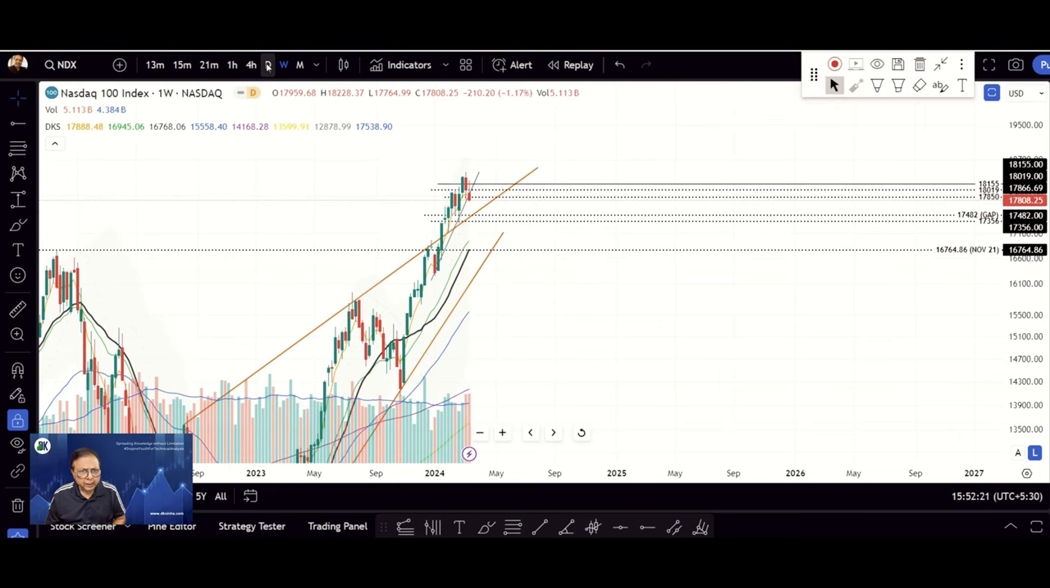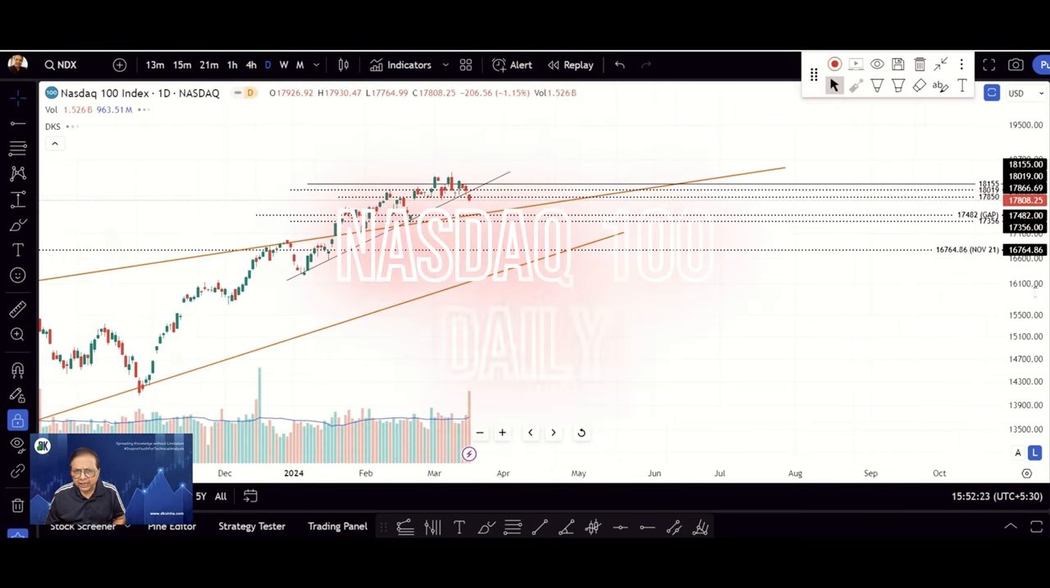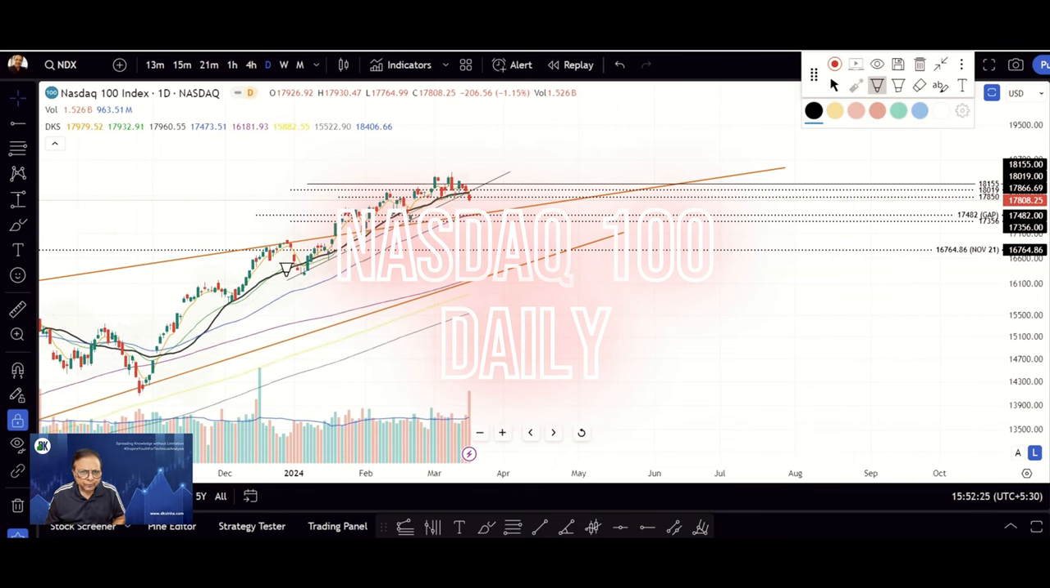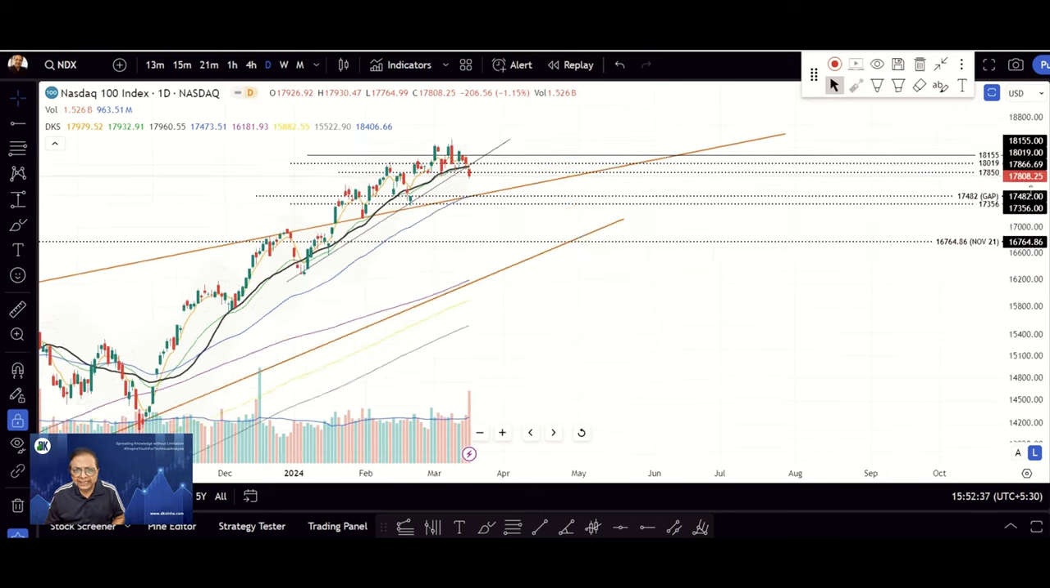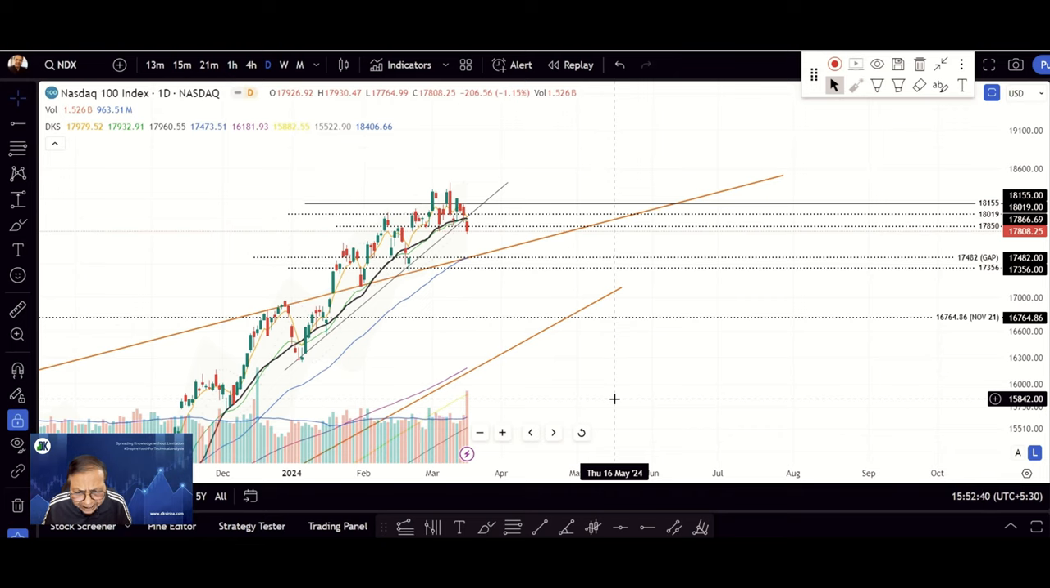Let us go to the daily price chart and understand the price action. Here too, there was a rising trend line which was acting as a dynamic support. Price has taken support here, here, and here. But now there is a breakdown of this rising trend line. Now, based on the price structure, as I told, there is a gap over here.